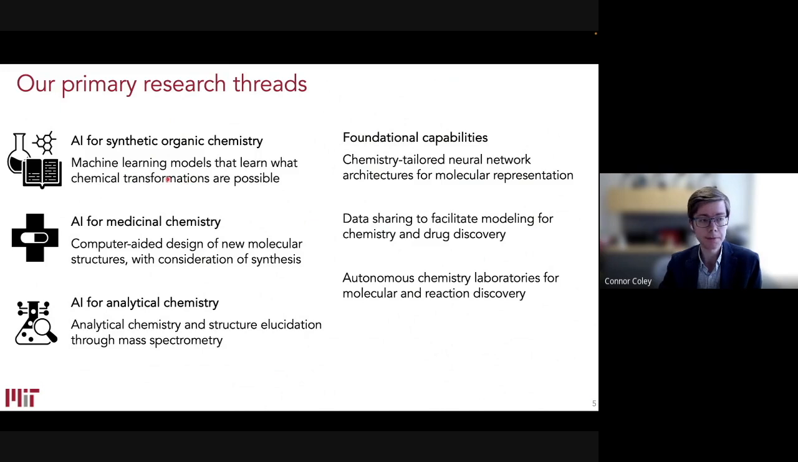These are not decoupled. And then we also have some work in AI for analytical chemistry, where we're thinking about the analysis of complex mixtures and the understanding of what molecular structures might be present.